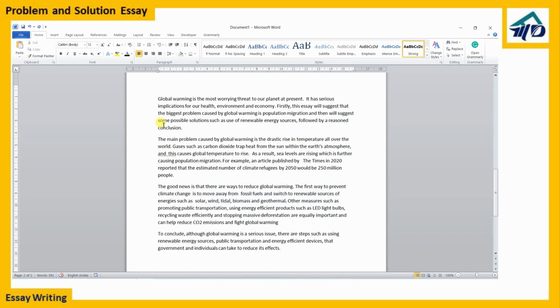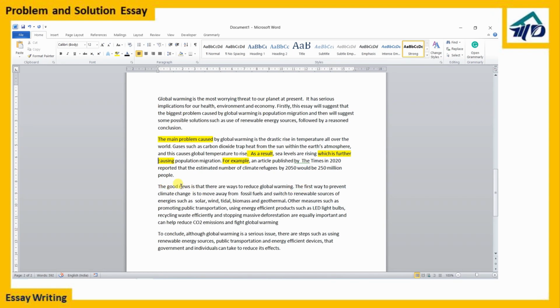Now I'll just highlight a few connecting words and whatever I feel are high lexical items. First of all, the main problem caused by this is my main. Then as a result, that is also a good phrase. Well, for example, is a very common one. Then comes which is further, okay, which is further causing. So this is also okay. Now all statements are connected to each other. It's not like any statement is isolated.